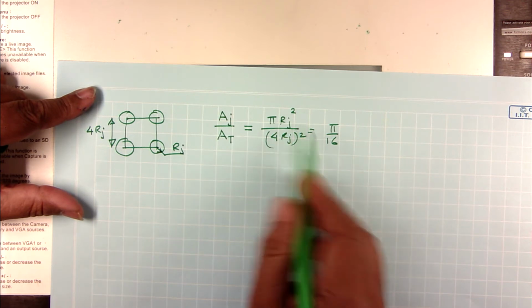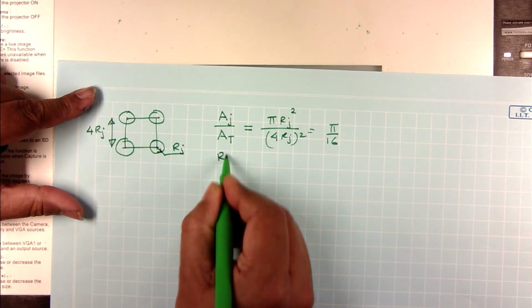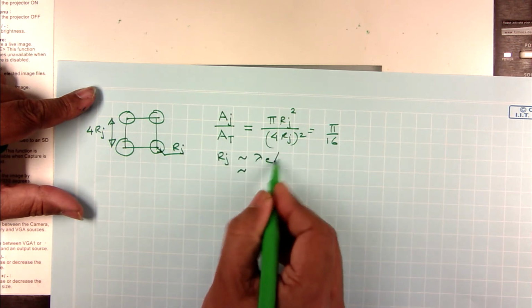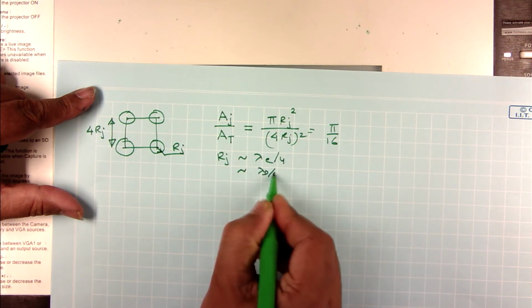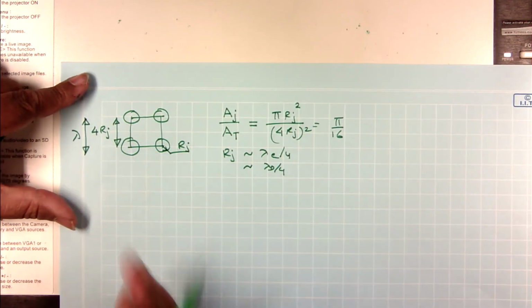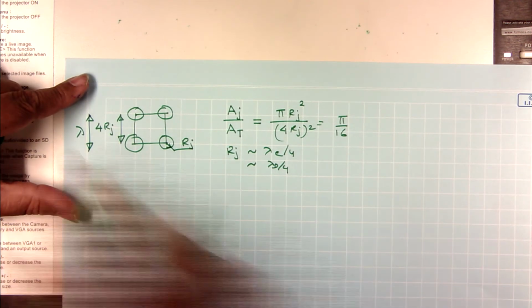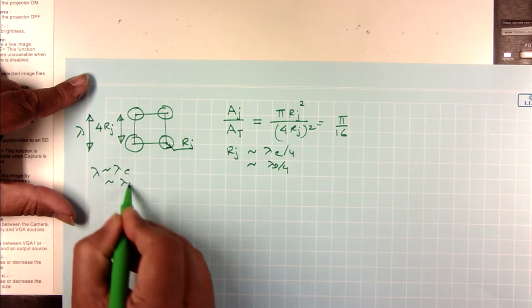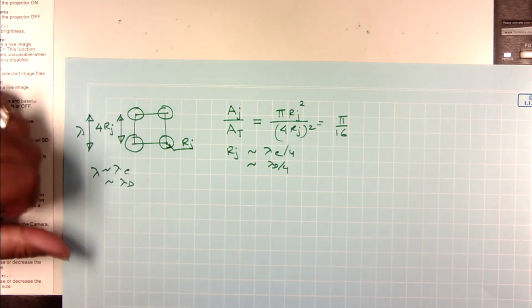But Zuber could not make up his mind whether this Rj is equal to lambda c by 4 or whether it is lambda d by 4, assuming this is lambda, the spacing between the jets. So, this lambda could be either lambda c or lambda d, we do not know which one it is.